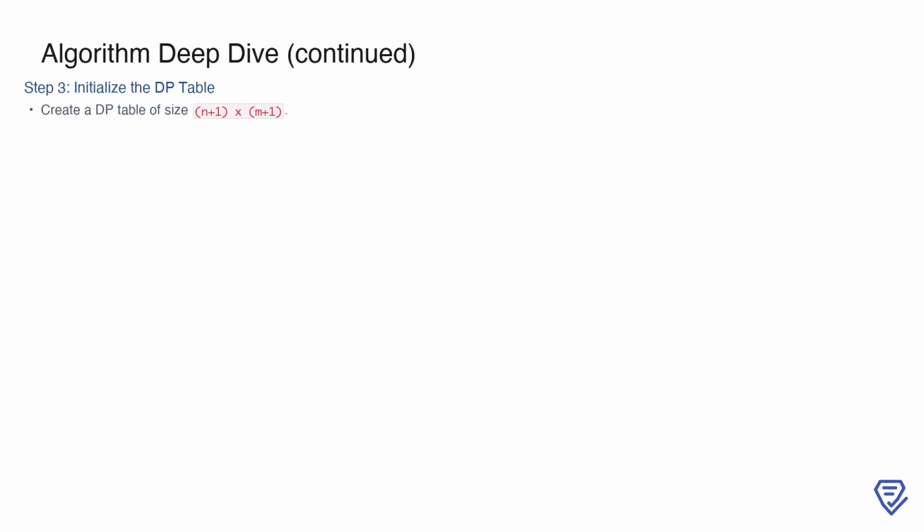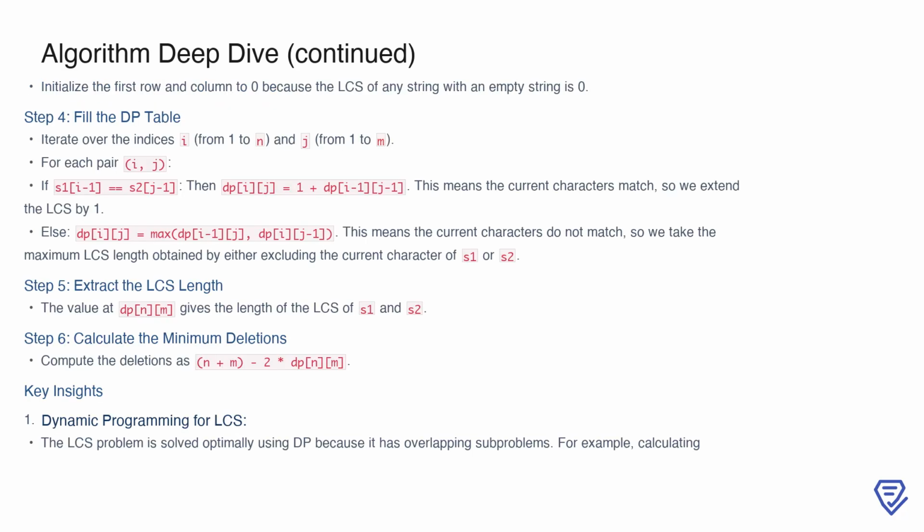To compute the LCS efficiently, we use dynamic programming. The DP table is initialized to a size of n + 1 by m + 1, where n and m are the lengths of the two strings. The first row and column are set to 0 because the LCS of any string with an empty string is always 0. After this initialization, we proceed to fill the DP table by iterating through each character pair of the two strings.